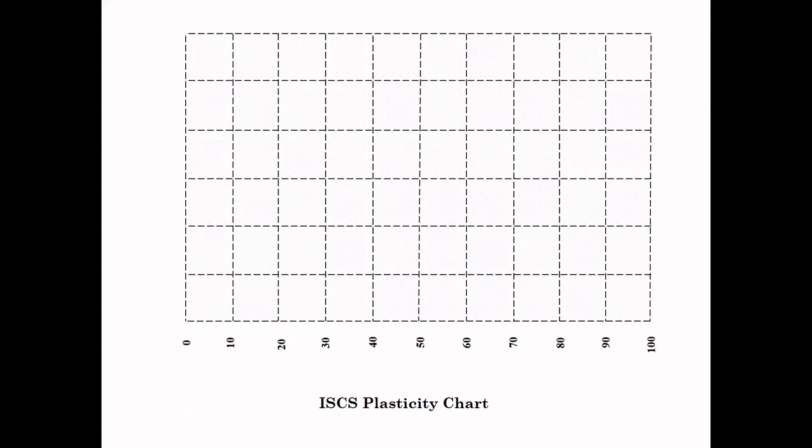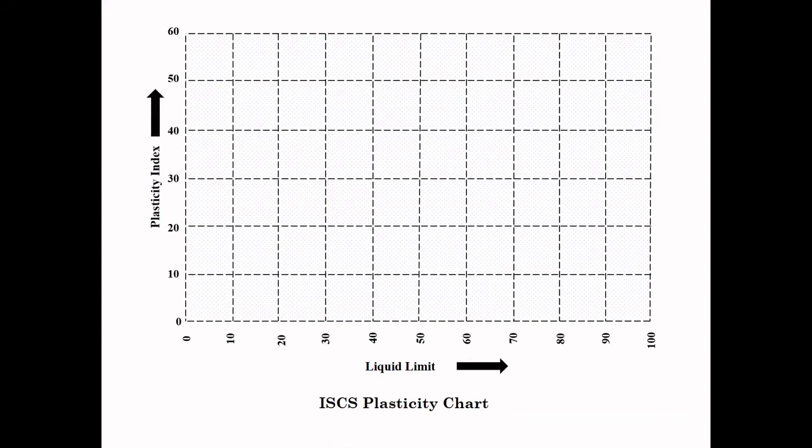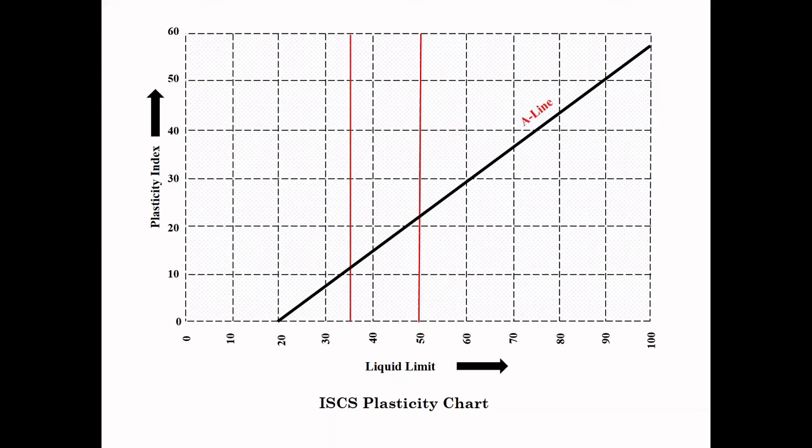So this is the IS plasticity chart, where the abscissa is represented by the liquid limit and the ordinate is represented by the plasticity index. The three zones on the basis of liquid limit values are plotted here. To distinguish whether the soil will be clay or silt, we'll take the help of the A line, which is also called the Atterberg's line, the equation of which is 0.73 times liquid limit minus 20.